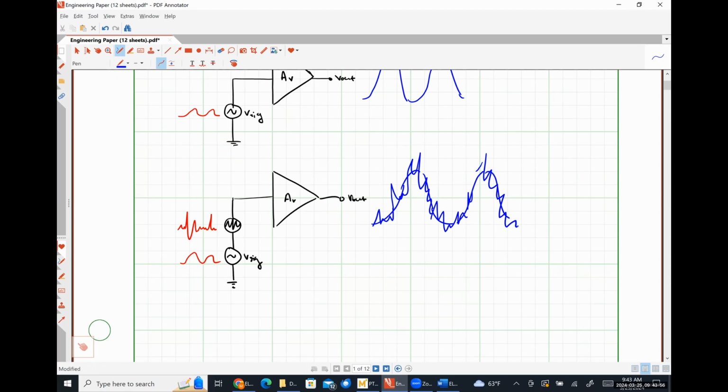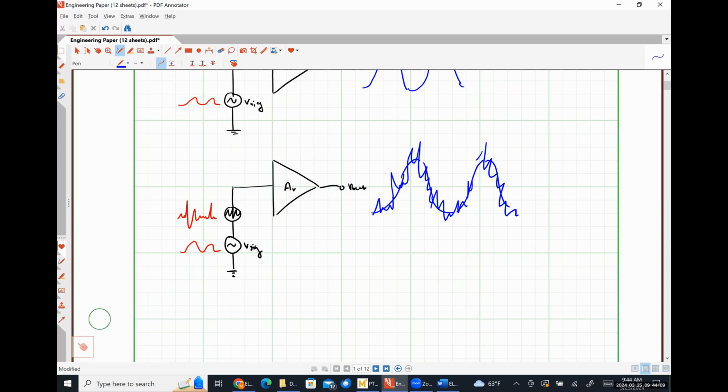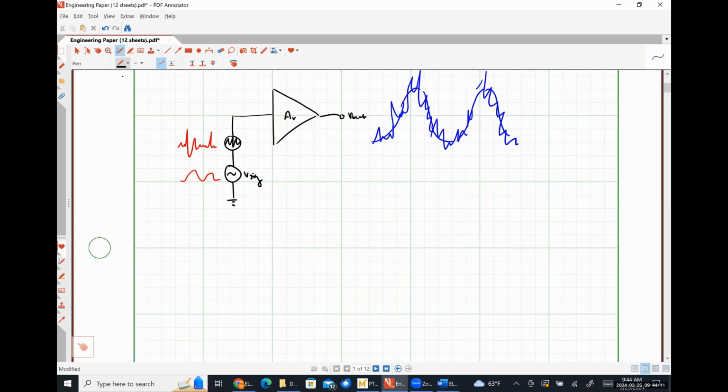So one commonly used method to suppress the noise or suppress the effects of the perturbation is to use a differential amplifier. A differential amplifier is fundamentally different than a single-ended amplifier in as much as it is designed for multiple input signals. So we might have some input signal here, let's call it VN1, and some input signal here, let's call it VN2.